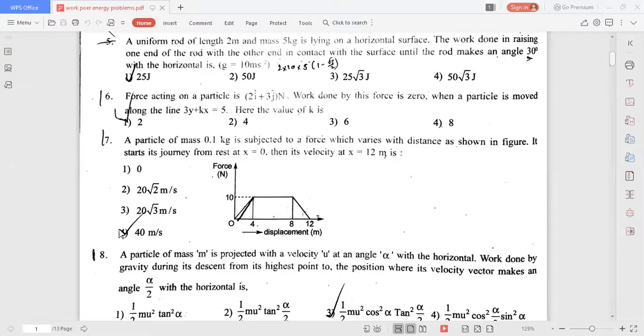Now the velocity of the particle at x equal to 12 meter is how much? So at x equal to 12 meter, what is the velocity of the particle? That is the question they asked. Here the particle starts from rest at x equals 0. At x equals 0, the initial velocity of the particle is 0. Okay, have you seen the problem?